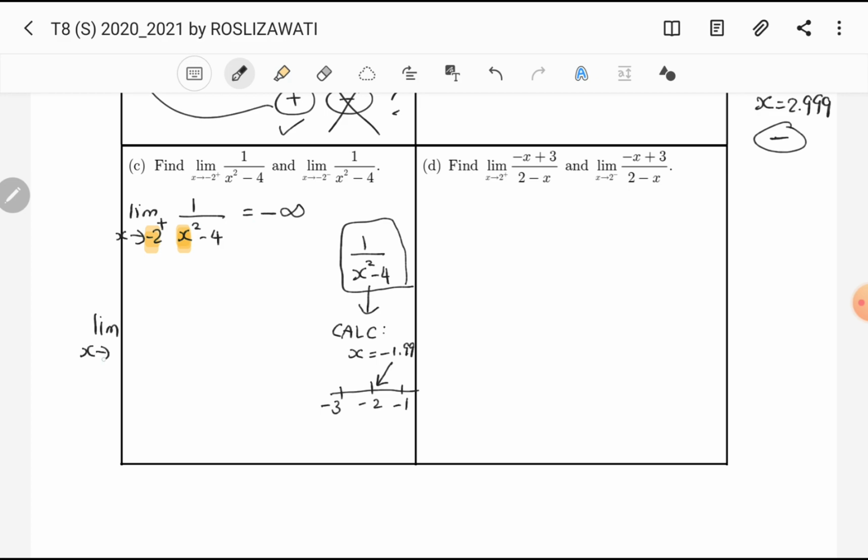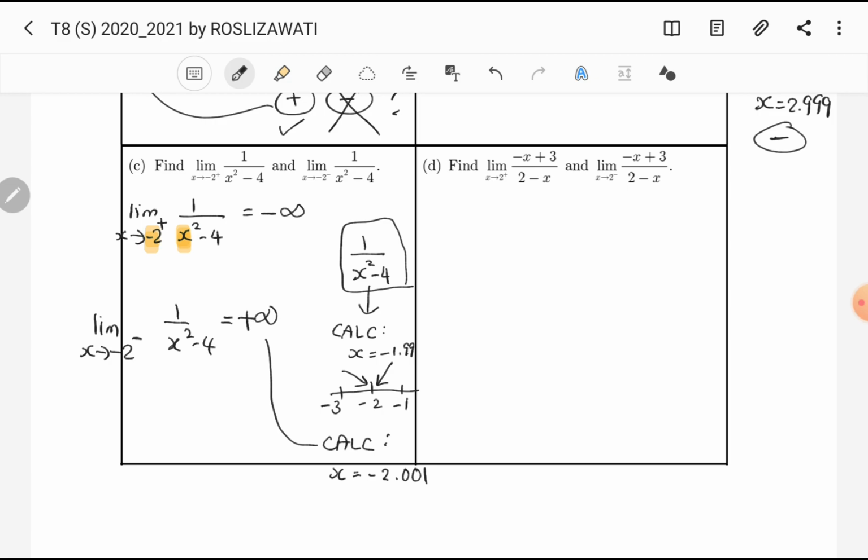Limit x approaches negative 2 from negative. Okay, so infinity juga. Ganti dulu negative 2 inside, dapat infinity. And then, for this case, calculate apa? Calculate apa nombor yang sesuai? X equal to, belah kiri ni, equal to negative 2.001. Okay, so calculator bagi positif ke negatif? Yes, positif.